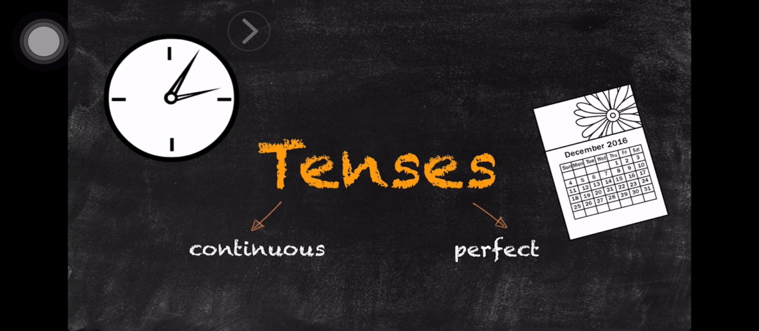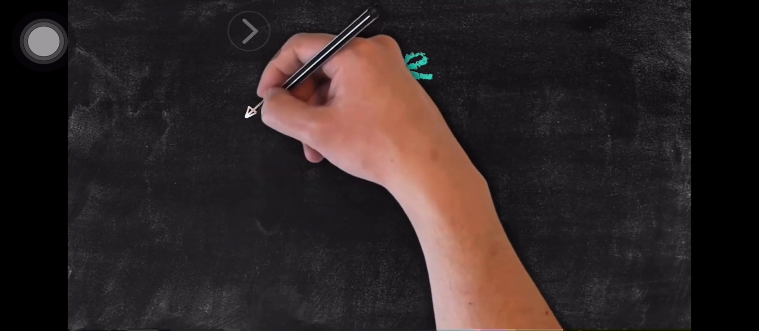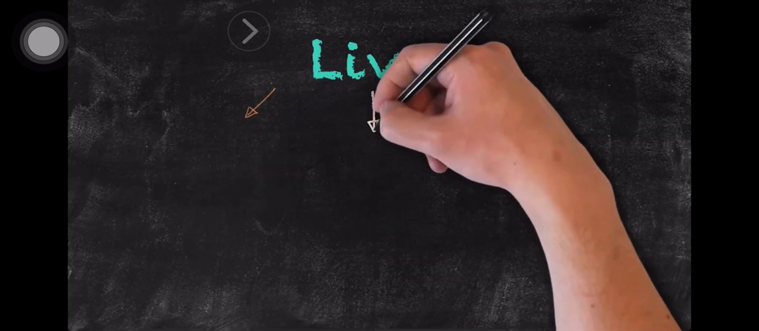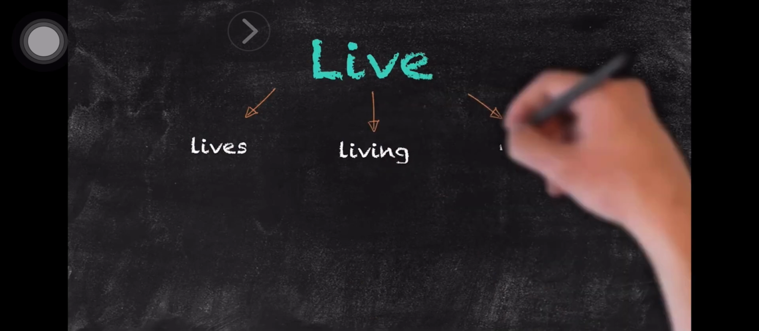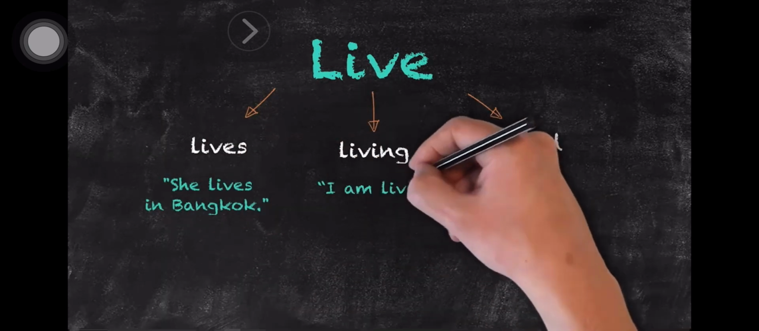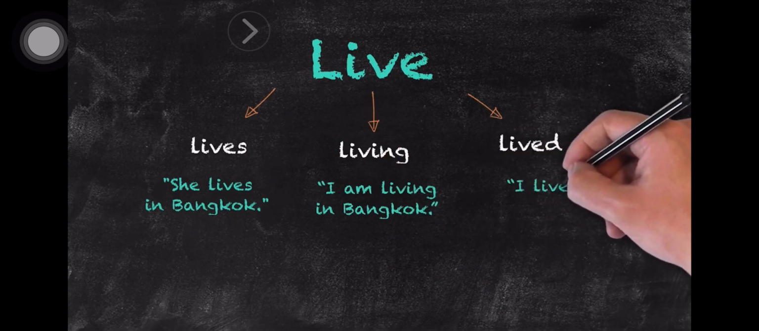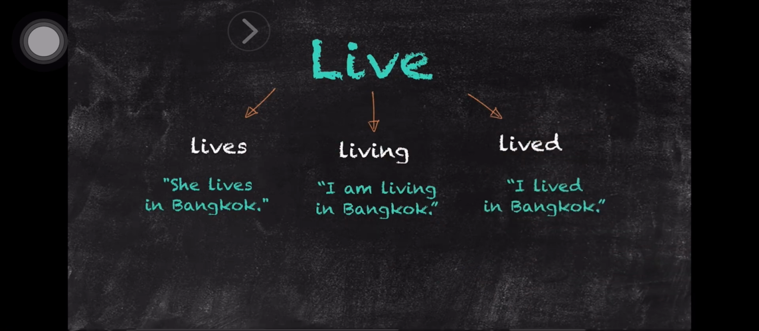Another important aspect of our verbs is that they generally tell us what tense the sentence has been formed in. Take, for instance, the verb to live. We could use it as live or lives, living or lived. I live or she lives in Bangkok, meaning the present. I am living in Bangkok, still the present. Or I lived in Bangkok, meaning the past.